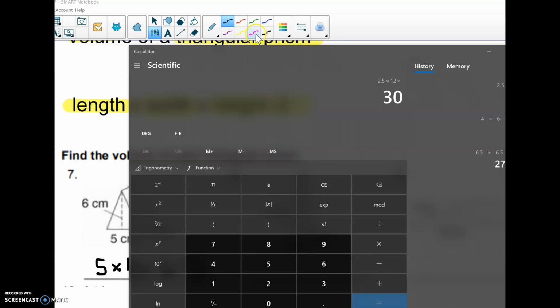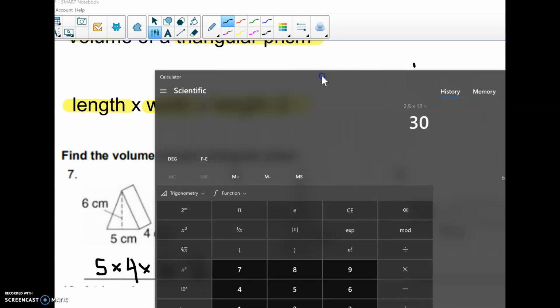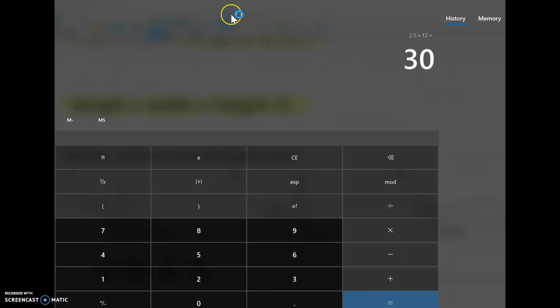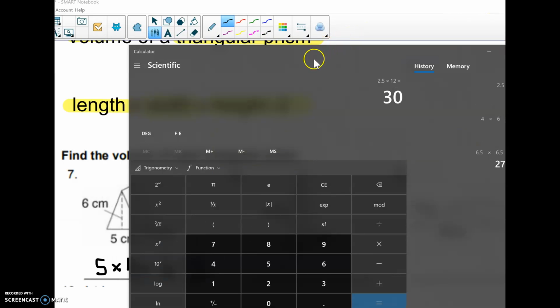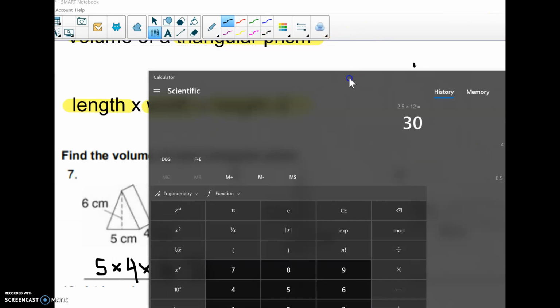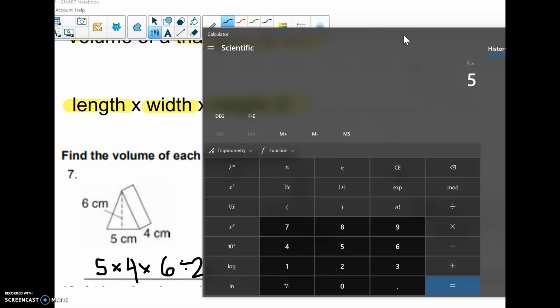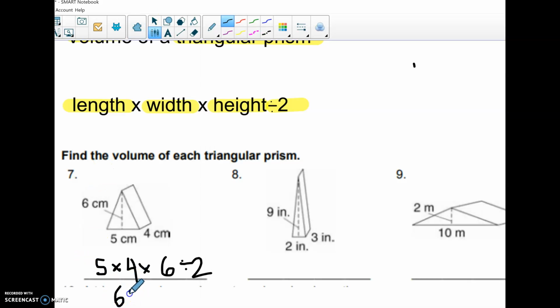So let's just check it, make sure we got it right. Whoops. 5 times 4, oh, it doesn't want to listen to me. 5 times 4 times 6, divided by 2 is 60, like I said. So this would be 60 centimeters squared. Cubed, I'm sorry, because it's volume. Okay, same thing. Length times width times height. Don't forget to divide by 2 because it's a triangular prism.